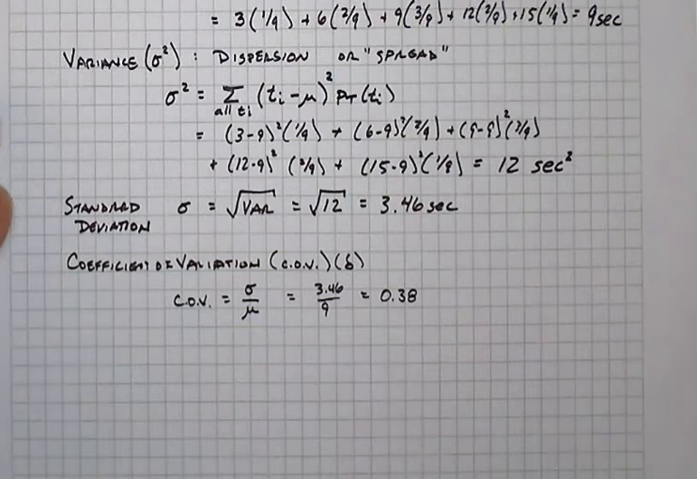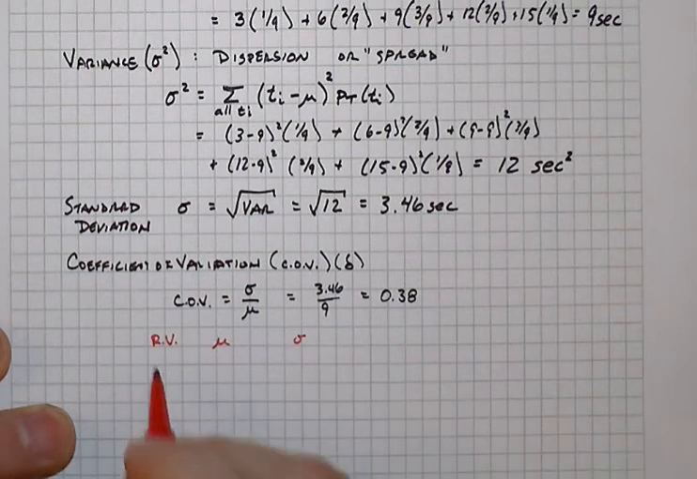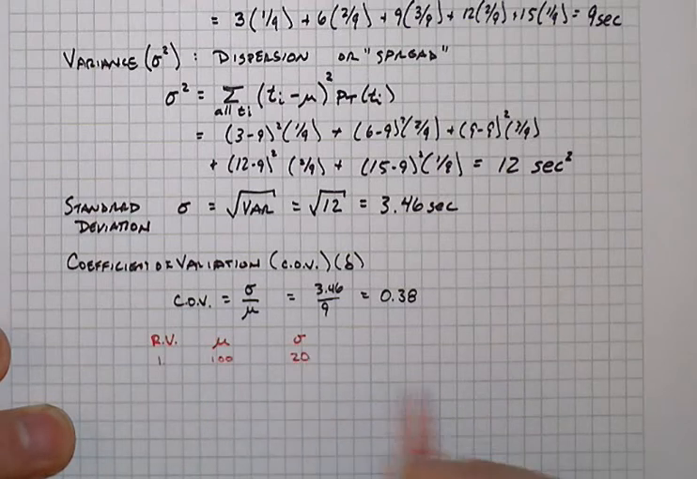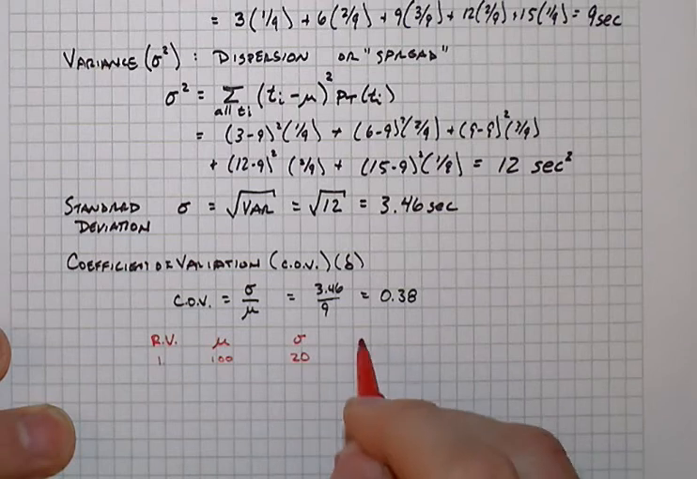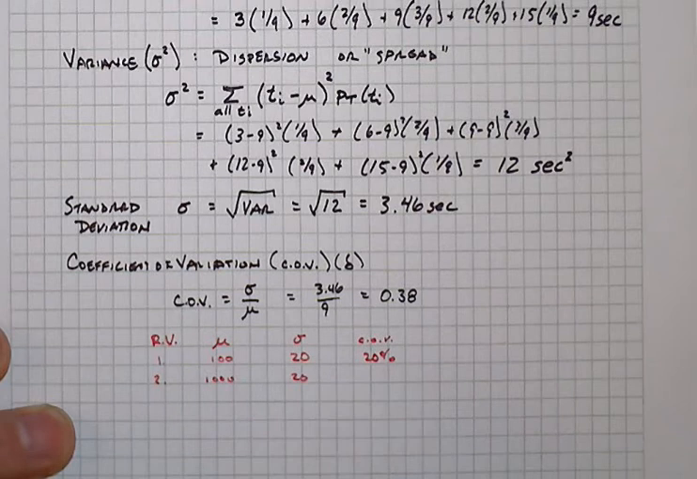For instance, let's take a look at a couple of different random variables that have their own mean and their own standard deviation. So random variable 1, let's say, has a mean of 100 and a standard deviation of 20. How big is that? Well, all right, the COV is going to be equal to 20%. And we look at a second random variable that has a mean of 1,000 but has the same standard deviation. And so relative to the mean, its spread is a lot less.